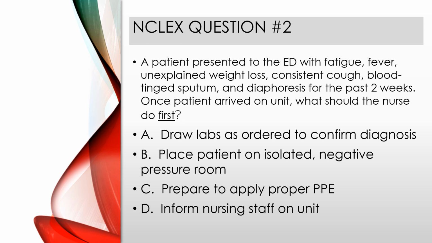The next NCLEX question is that a patient presented to the ED with fatigue, fever, unexplained weight loss, consistent cough, blood-tinged sputum, and diaphoresis for the past 2 weeks. Once the patient arrived on the unit, what should the nurse do first? And as you can see here, you have 4 answers to select. The first one is A, draw labs as ordered to confirm diagnosis. B, place patient on isolated negative pressure room. C, prepare to apply proper PPE. And D, inform nursing staff on the unit.